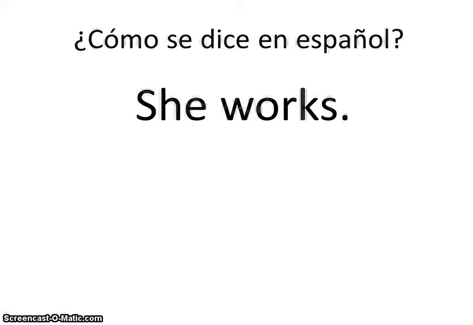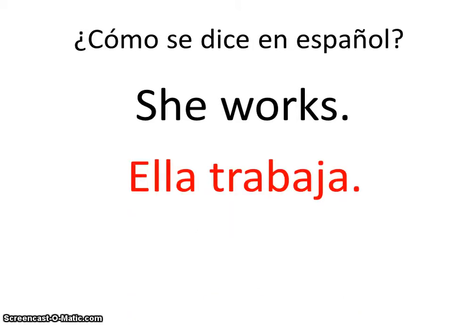¿Cómo se dice en español? She works. The word for she is ella. The verb to work is trabajar. Don't forget to take that AR ending off of trabajar and put the new ending on that goes with she, which is a. Ella trabaja. She works.